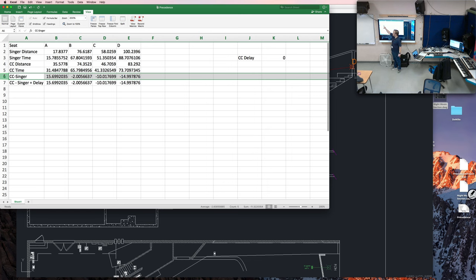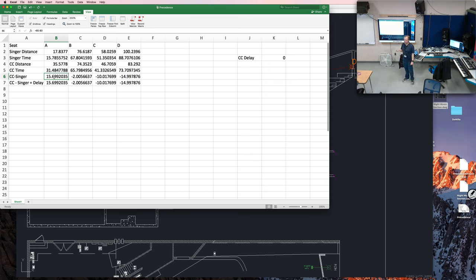I took the time that it takes for the center cluster to get to that seat, and I subtracted the time it takes for the singer's voice to get there. And if I end up with a positive number, like here, where I got 15.692, that means that the singer arrived 15.9 milliseconds before the sound from the center cluster. Okay? And in this case, where I see a negative number, that negative 14.9 and negative 15, what that means is the center cluster arrived 15 milliseconds before the singer. Or you could say the singer arrived 14.9 milliseconds behind the cluster.